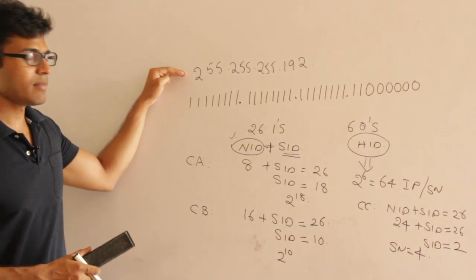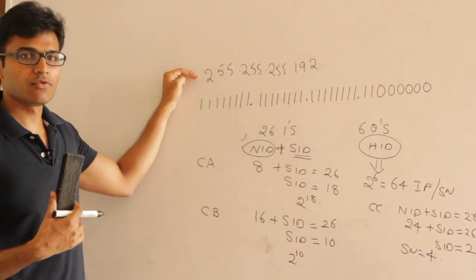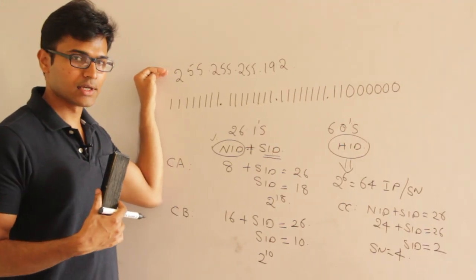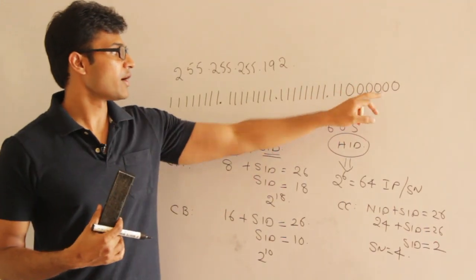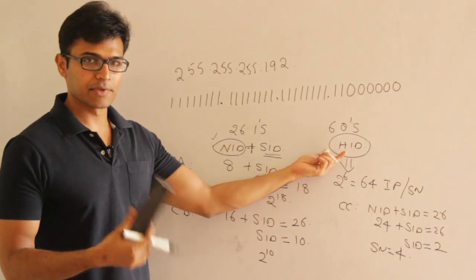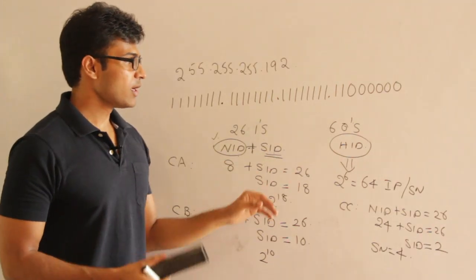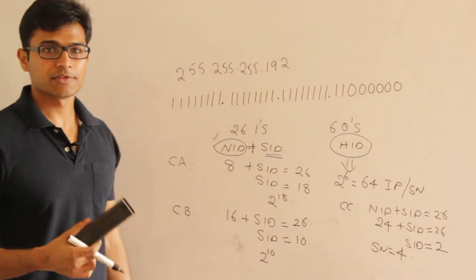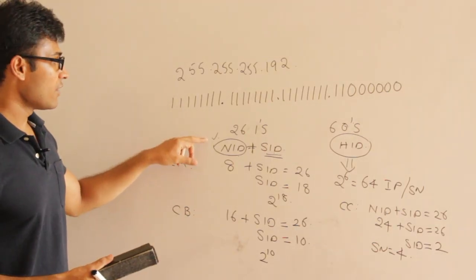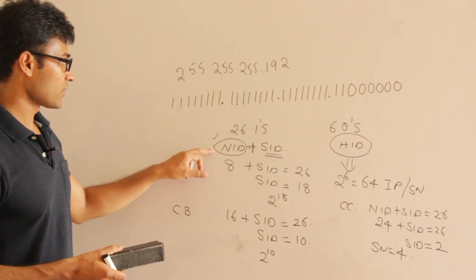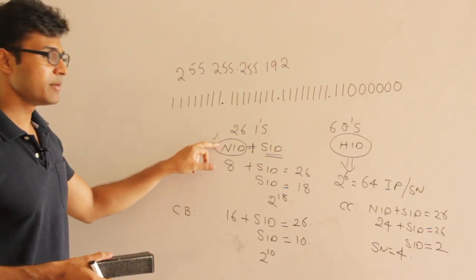So given a subnet mask alone, we will not be able to find out how many subnets are present, but we will definitely be able to find out the size of each subnet. But we will not be able to find out the number of subnets. In order to find out the number of subnets also, you should be given the network ID part.